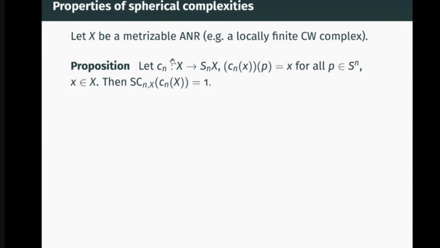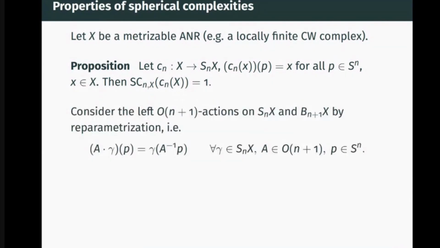If we take the whole image of this map, c_n(X), it turns out that this spherical complexity really counts this as 1. So this can really be covered by one domain, and the proof fits within one line. With each constant sphere, we associate a constant ball at the same point, and we're done. That's very, very simple. So this is good news. This means if I have these new invariants, they disregard these constant things, so we don't have to care about them anymore. They are just counted as 1.